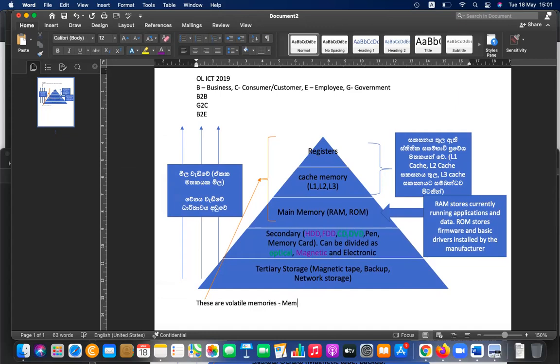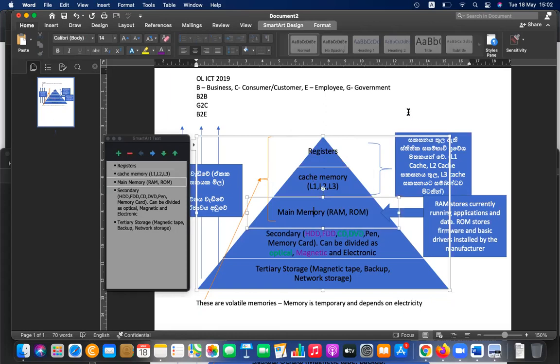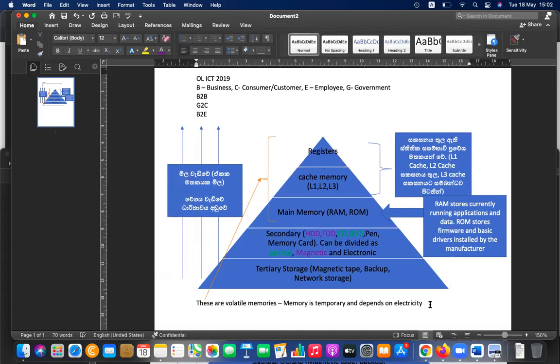Means memory is temporary and depends on electricity. That is called volatile. So all three, right? Registers, cache memory, main memory. So main memory is basically RAM, right? Except other than the ROM, except read-only memory. The read-only memory is not volatile, and the other memories are volatile.